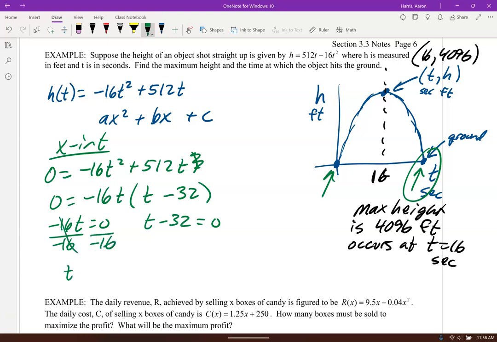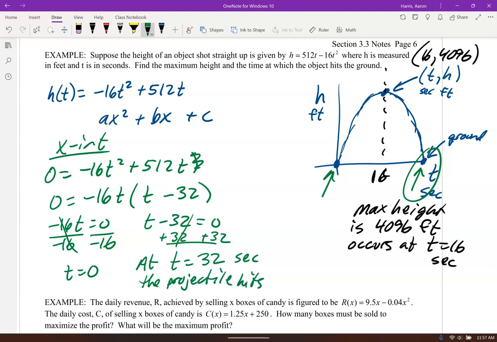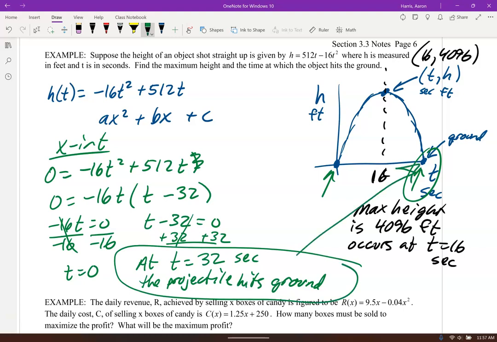We already know it starts at the ground at time being 0. But this other factor is saying that 32 seconds later, the projectile hits the ground again. Falls back down, right? So it hit its max height at 16 seconds, but then it hits the ground 16 seconds later, 32 seconds from when it was initially thrown up into the air, shot straight up.